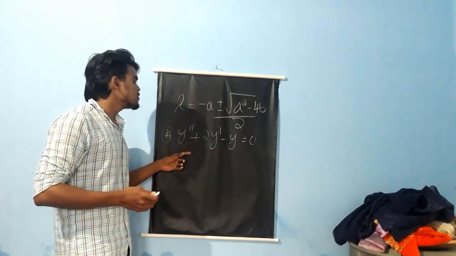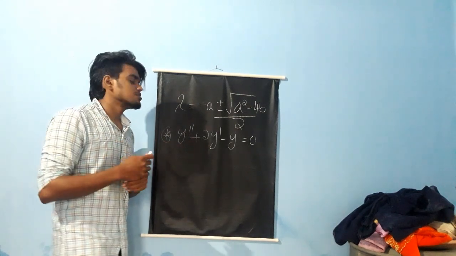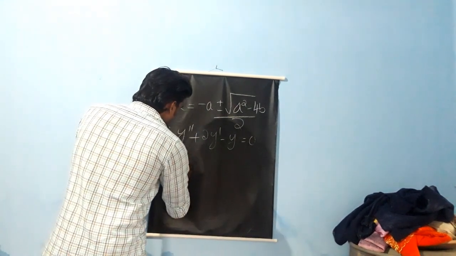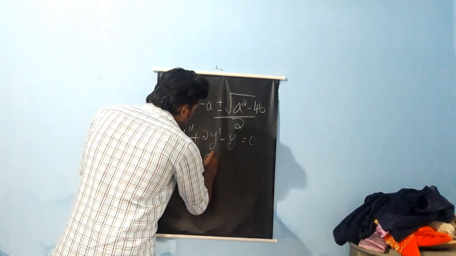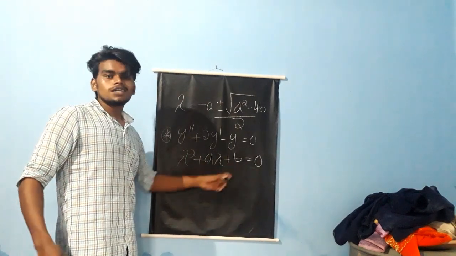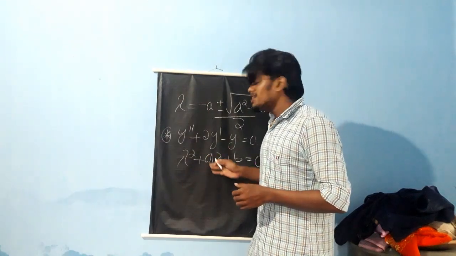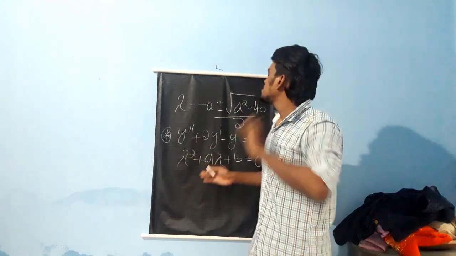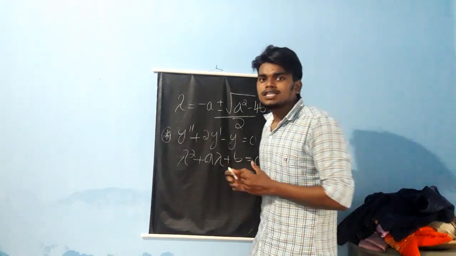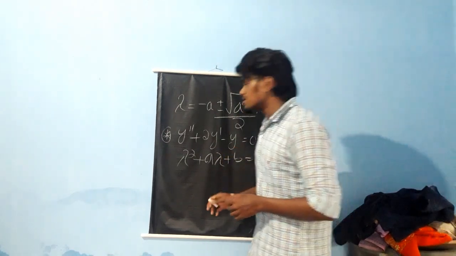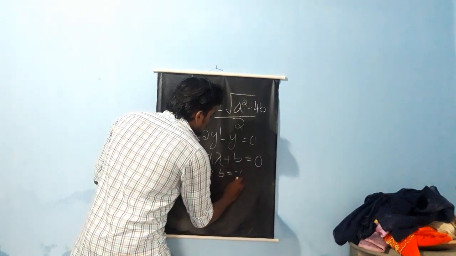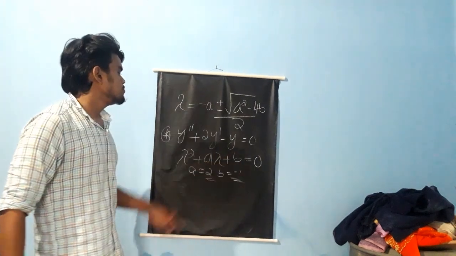We convert this differential equation into a characteristic equation. So what is a characteristic equation? The general format of the characteristic equation is lambda square plus a lambda plus b is equal to 0. So what is a and what is b? a is the coefficient of the term y dash, which means here a is equal to 2, and b is the coefficient of the y term, which means here b is equal to minus 1. So let's write a is equal to 2 and b is equal to minus 1. So we have our a and we have our b.